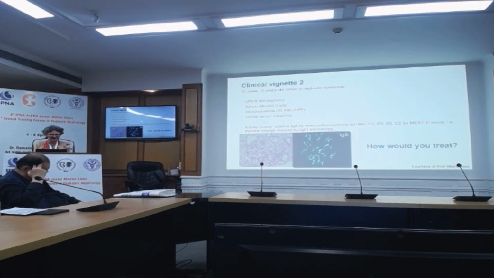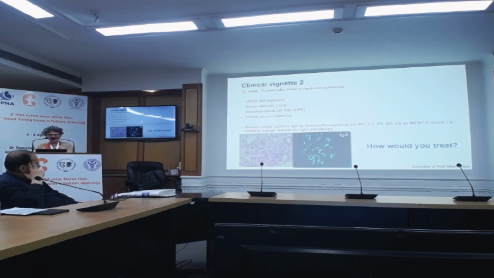So let's look at a couple of clinical vignettes. Clinical vignette number 2. G is a little boy. He's 13 years old. He has an onset of nephrotic syndrome. So he has nephrotic range proteinuria. His serum albumin is 2, but he's got microhematuria. But that happens sometimes in nephrotic syndrome. Anyhow, that's what he has. He has normal serum creatinine.